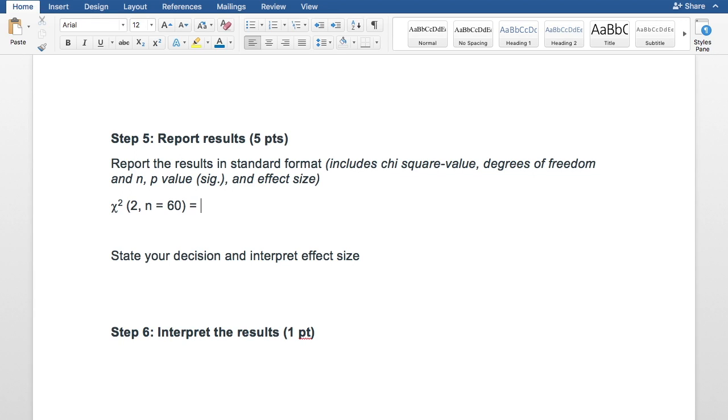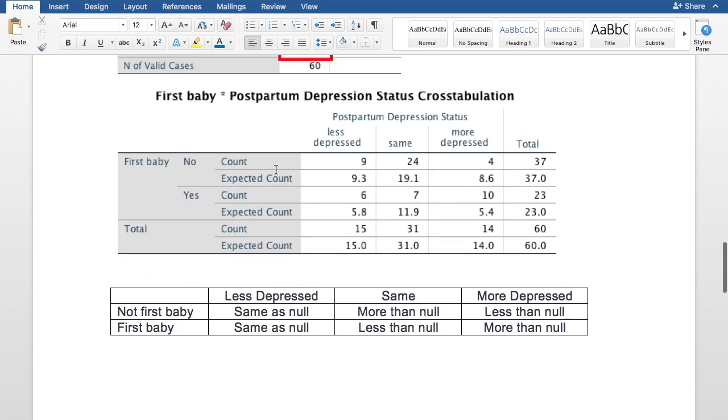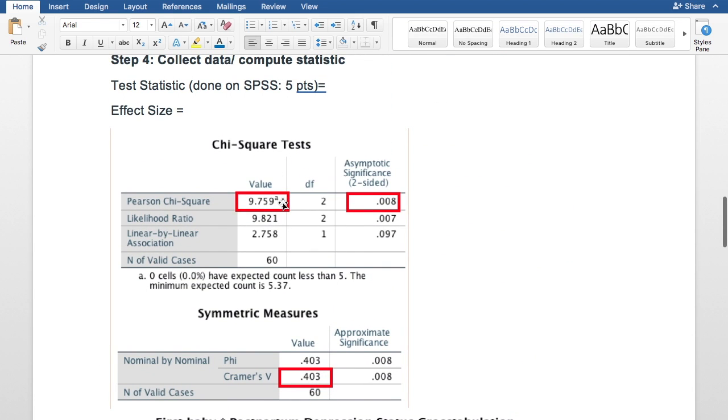Now we're going to type in our actual chi-square. So let's go back and look at our SPSS output and get that exact chi-square. So our exact chi-square here is 9.759.